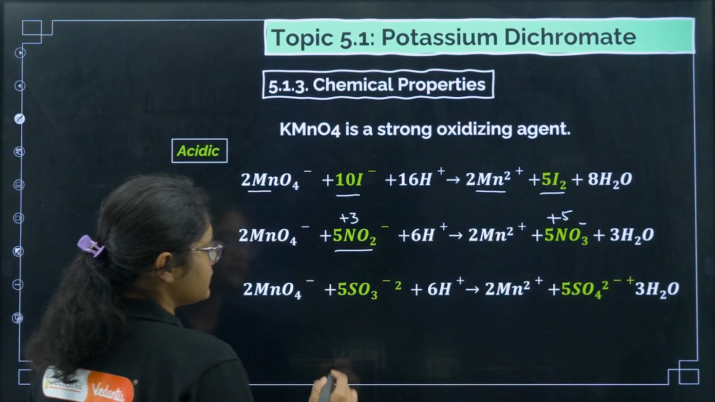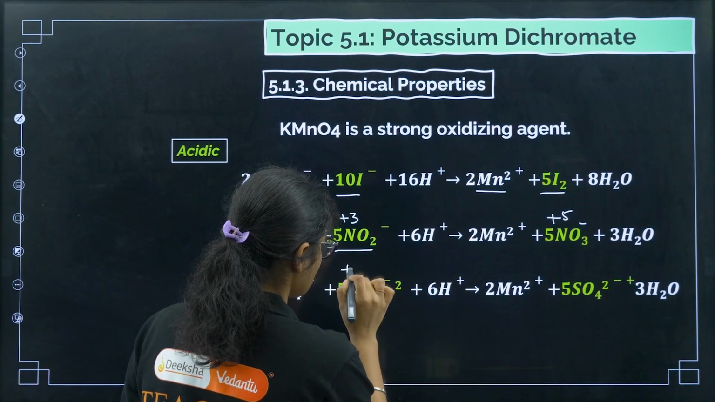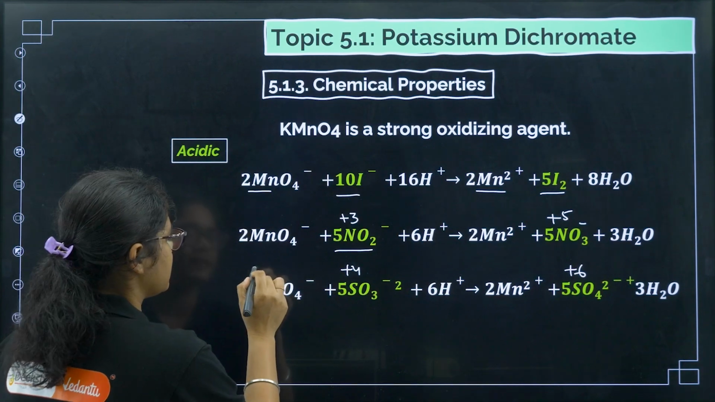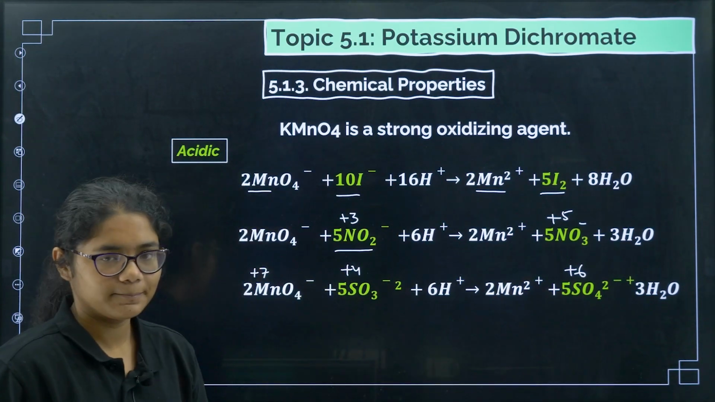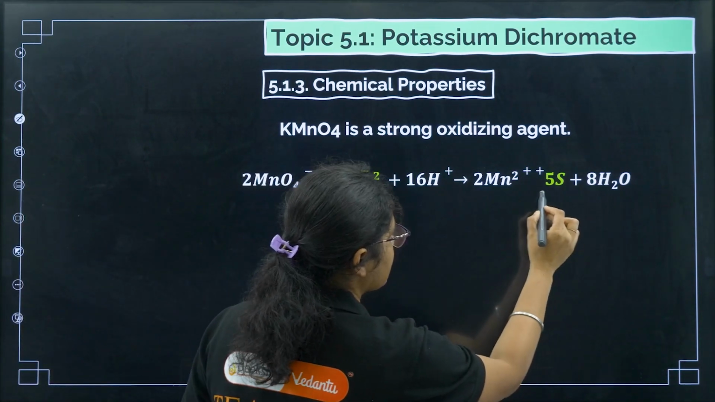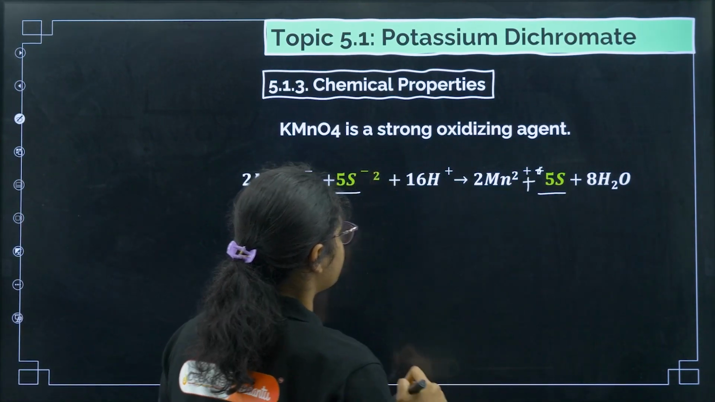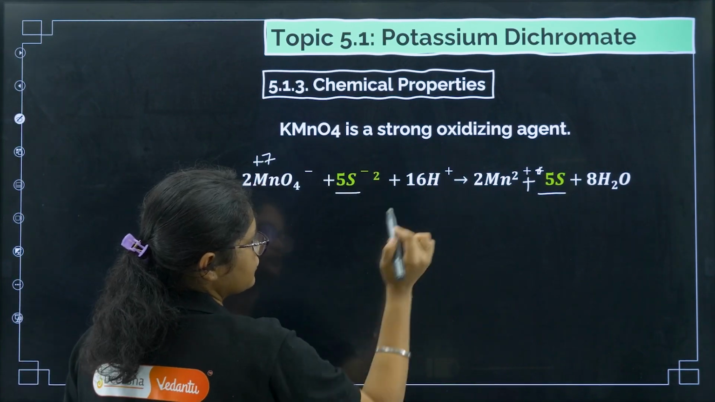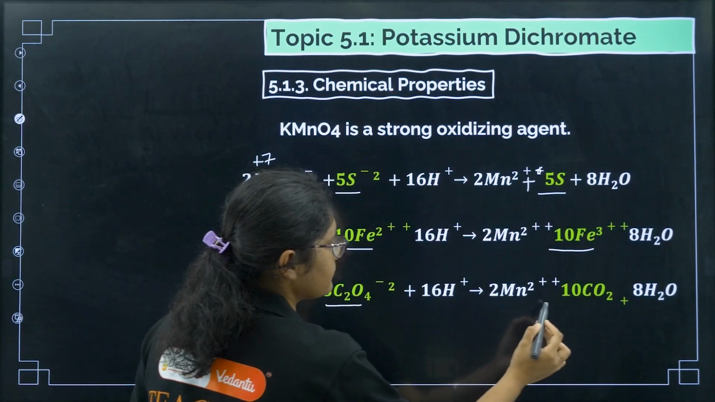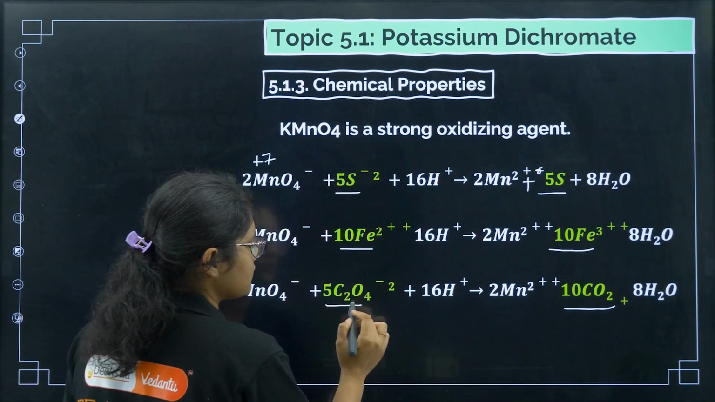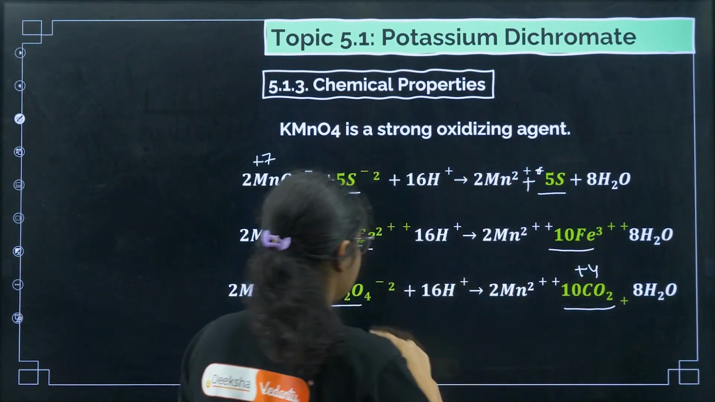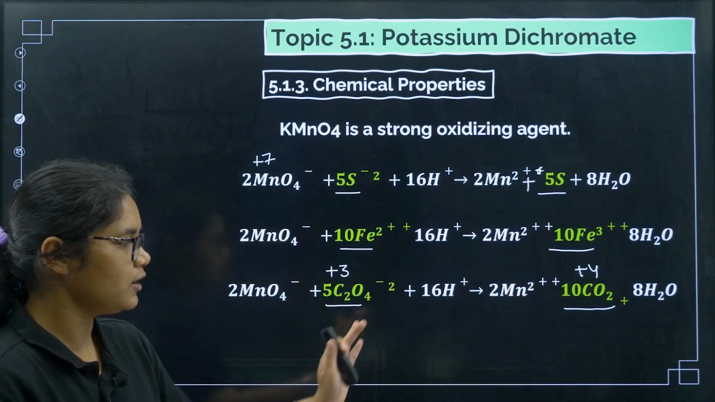Now the next one is again +4 to +6, right? Oxidation happens here, and Mn converts from +7 to +2. Now some more examples: S2- will be converted to S, and Mn goes from +7 to +2. Next, Fe2+ will get converted to Fe3+, and C2O4 2- gets converted to CO2. The oxidation state of carbon here is +3 and here it is +4, so +3 to +4, there is a change in the oxidation number.